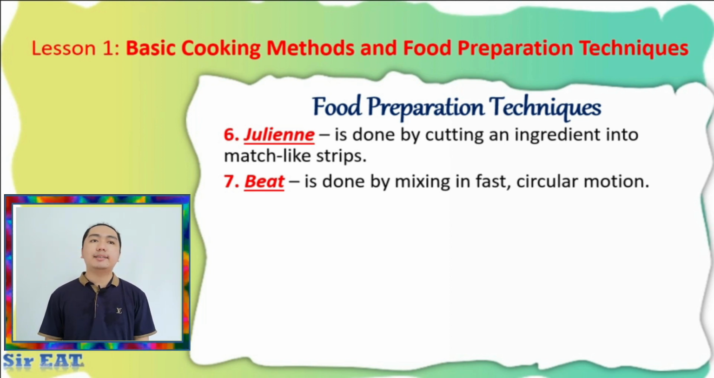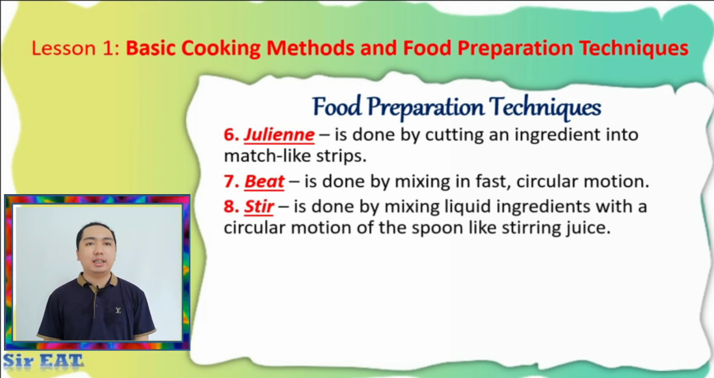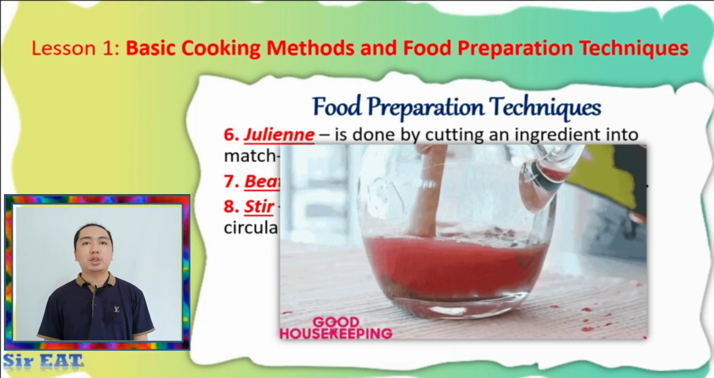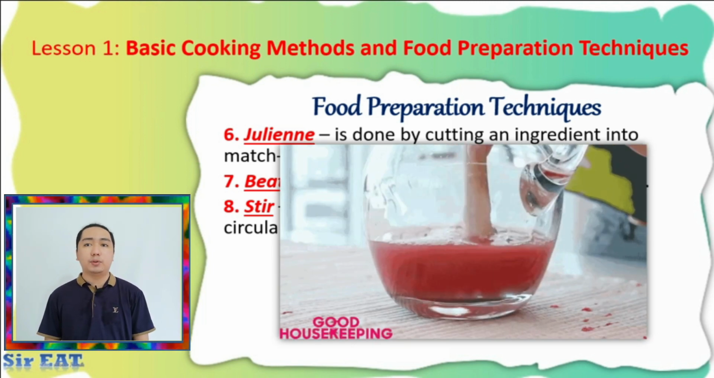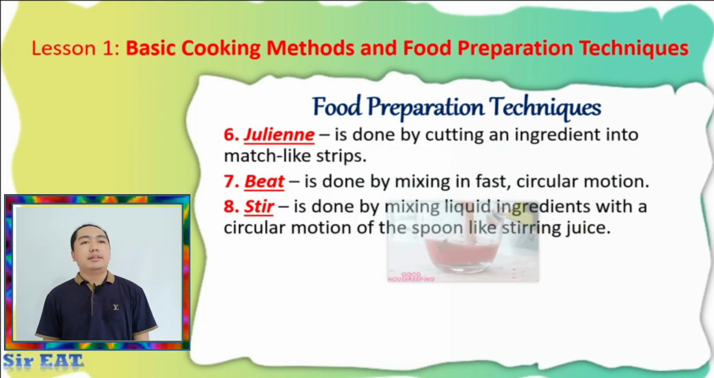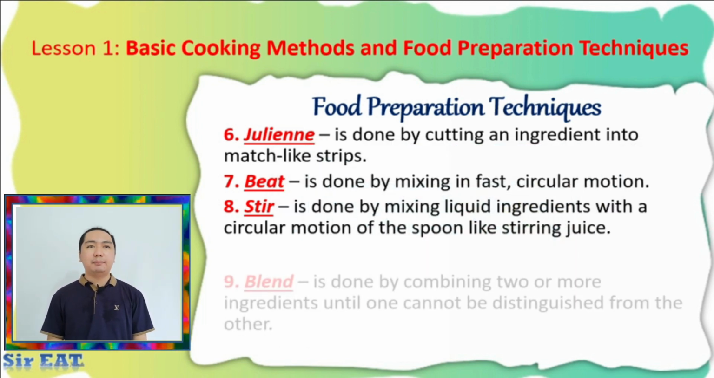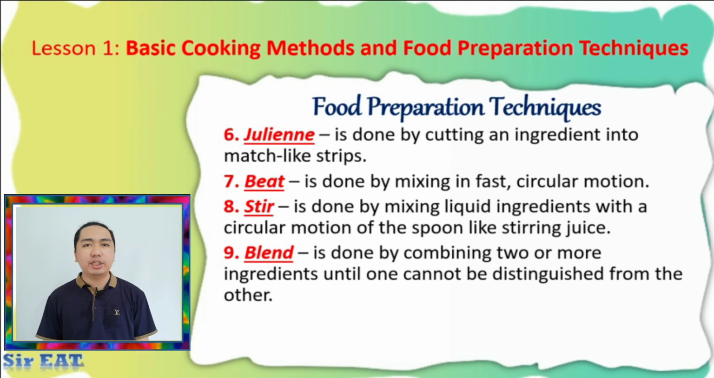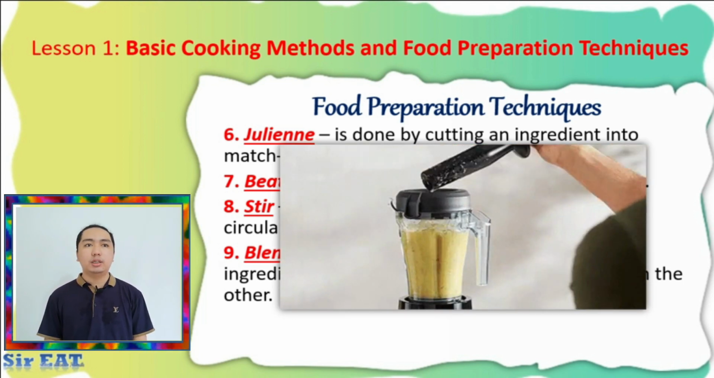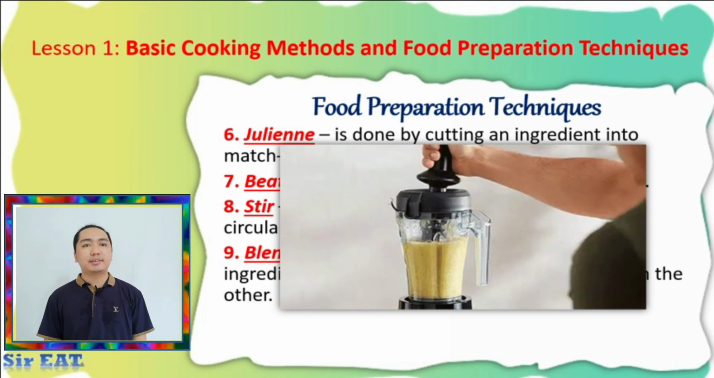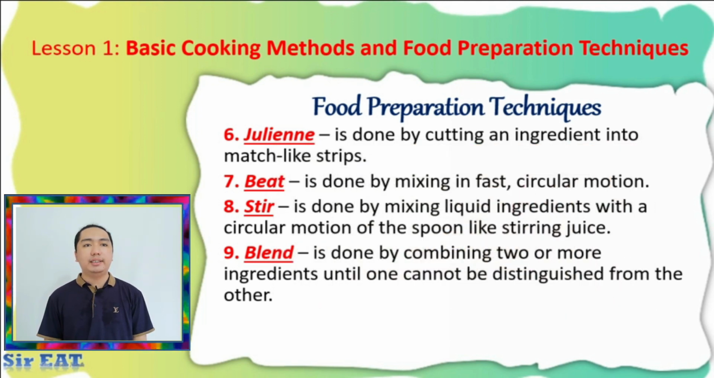Next, number 8, stir. It is done by mixing liquid ingredients with a circular motion of the spoon, like stirring juice. Number 9, blend. It is done by combining 2 or more ingredients until one cannot be distinguished from the other. This thoroughly mixes the ingredients until smooth. A blender and electric mixer can be used to perform this.